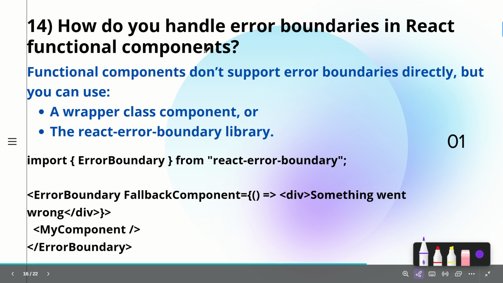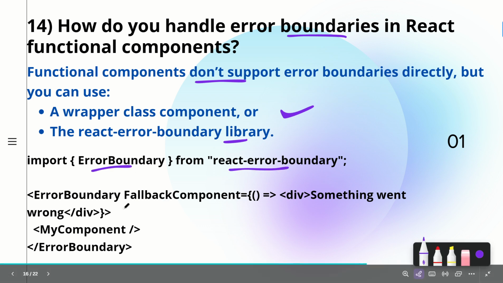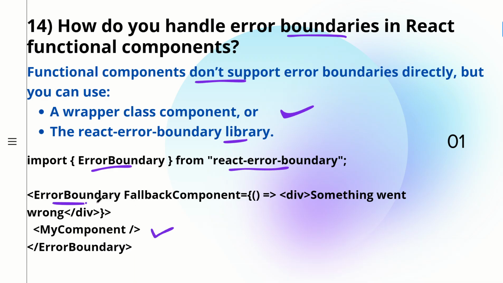Now coming to the 14th question which was asked: how do you handle error boundaries in a React functional component? The important thing to remember here is that we have the error boundary lifecycles in class-based components, whereas in functional components we do not have them. Functional components do not support error boundaries directly, but you can make use of a wrapper class component, or you can make use of the react-error-boundary library. So here is the example: from the react-error-boundary library we have got ErrorBoundary, and then we can wrap our entire component or our app component with the ErrorBoundary component, and we have given the fallback component, so that in case there is any error, we will be showing something went wrong. Or here we can have different things, like if we want to download any logs, or see what kind of error has come, or we want to show the exact console, or we just want to show that something went wrong.